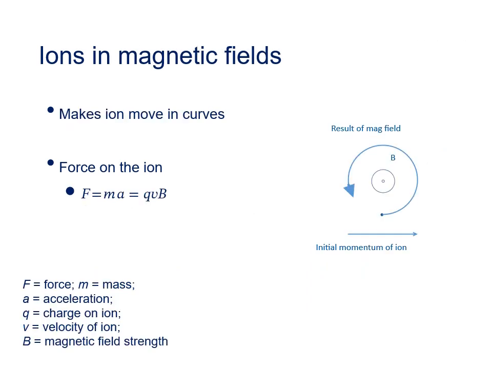In magnetic fields, ions experience a force that makes them travel in curved paths. The force on the ion is the product of its charge, Q, its velocity, V, and the magnetic field strength, B. But we won't go into very much detail about this situation, as we're not covering magnetic field-based mass spectrometers in this module.